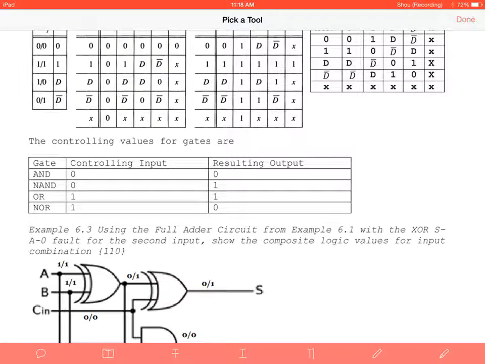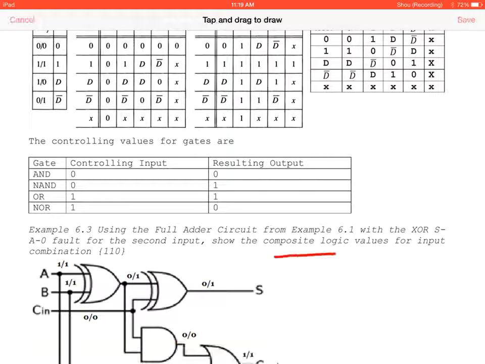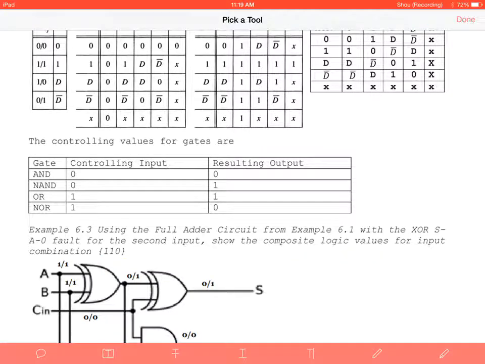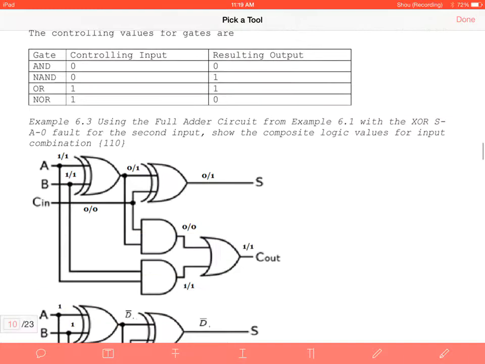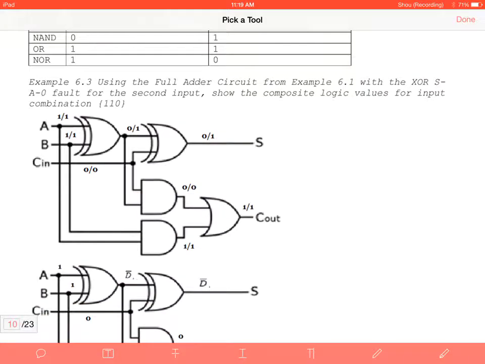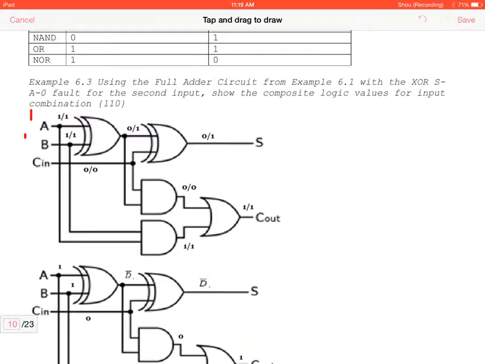Okay, so what we're going to do is we're going to revisit this full adder circuit where we had our stuck at 0 in the XOR gate. So here we have multiple errors in the circuit. So what I want you to do for this specific problem is I want you to find the composite logic values for the input combination 1, 1, 1. So the composite logic values, we're actually going to figure out what should be happening in the circuit versus what actually is happening in the circuit. So, I'm sorry, for 1, 1, 0. So we have 1, 1, and 0.